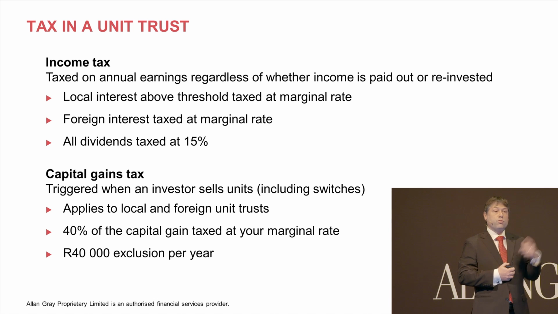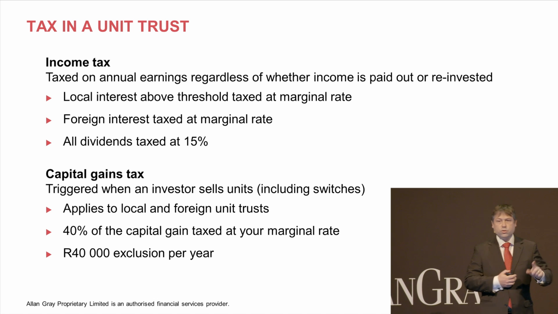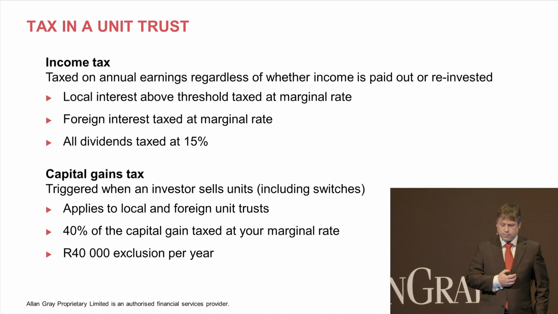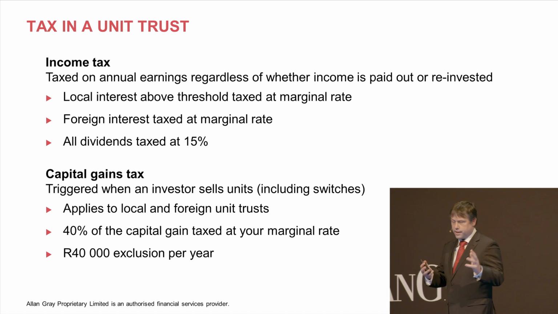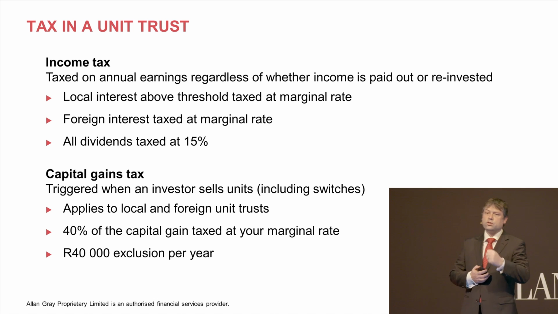And then dividends are taxed at a low rate because those dividends are declared out of after-tax profits that companies have earned. They've already paid tax. You've got to pay another 15% tax. That's not the only tax you're paying. You're paying actually tax on the profits the company earned. So that's income tax.